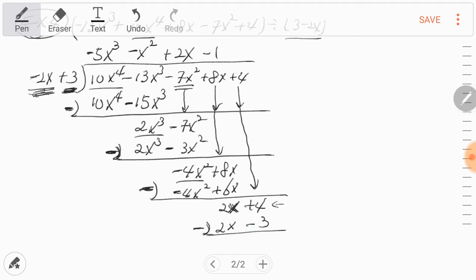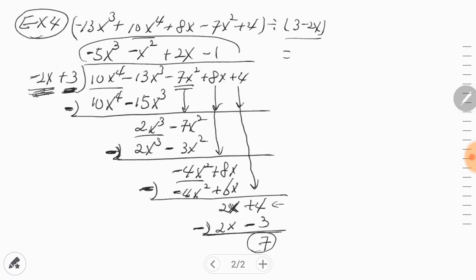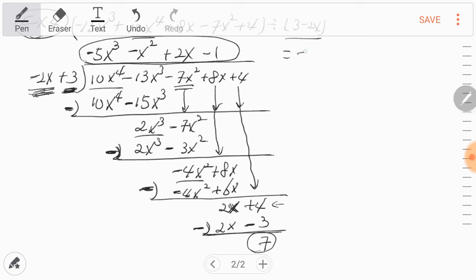So 2 minus 2 is 0. 4 minus negative is positive. So 4 plus 3 is 7. So 7 is the remainder. So the answer is the quotient. The quotient is this part. Negative 5x cubed minus x squared plus 2x minus 1 plus the remainder 7 divided by what? 2x plus 3.